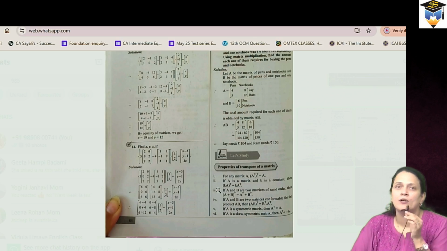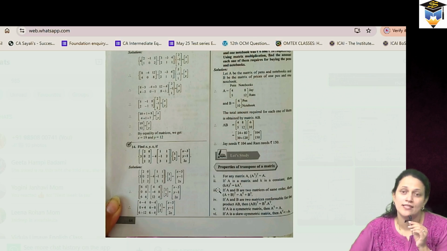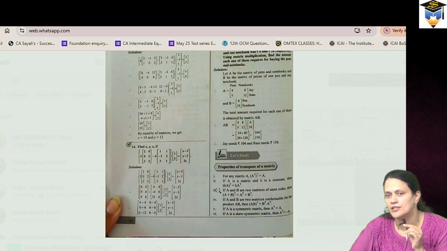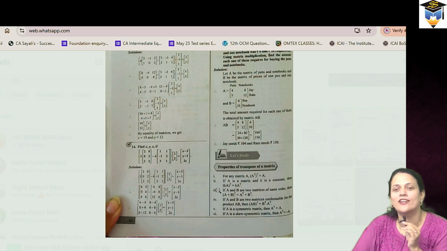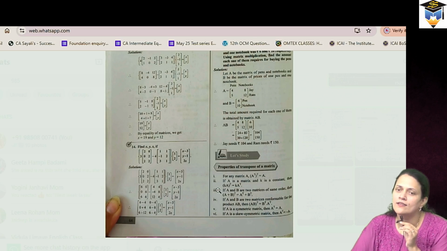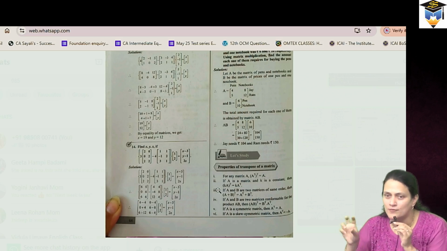That is correct. But when do we say that a matrix is symmetric? When its value is equal to 0. When the value of the determinant is equal to 0, then we say it's a singular matrix. So what is symmetric? Is one and the same. Means if you change the rows and columns number, it will still remain the same.